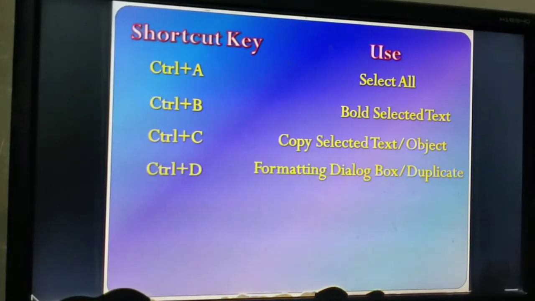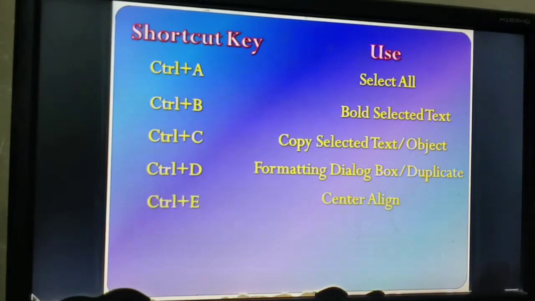Ctrl plus D is used for two purposes. First, the formatting dialog box will open if you press Ctrl plus D, and you can select the font size and font style from that dialog box. And duplicate is used for shapes or for any picture. If you want to have a duplicate of any picture or shape, instead of using the copy paste option, you just need to use Ctrl plus D. For that you need to select the picture or shape and then press Ctrl plus D.